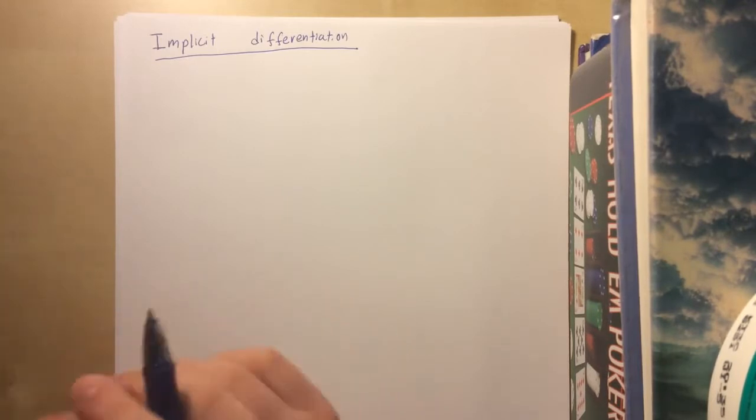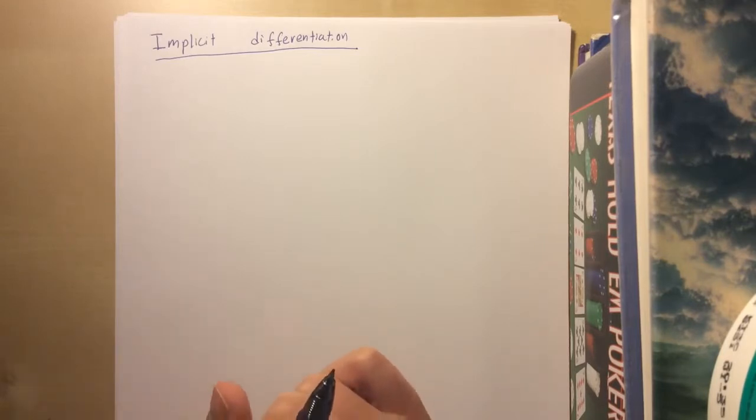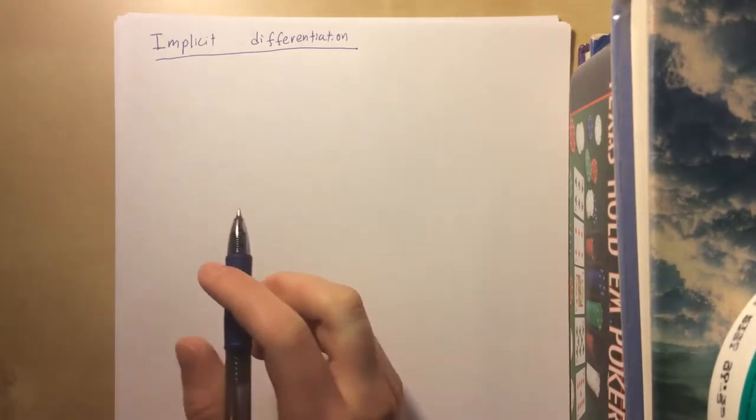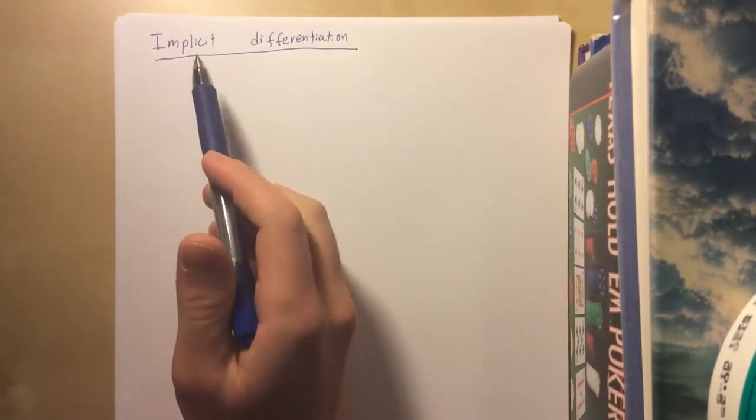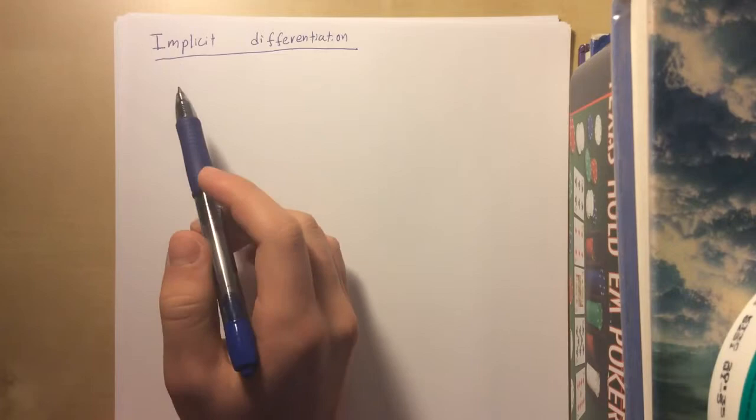Now let's talk about implicit differentiation. Implicit differentiation is something that people find pretty difficult in the beginning, up until you really understand the trick on how to do it. So first things first, what is an implicit expression?